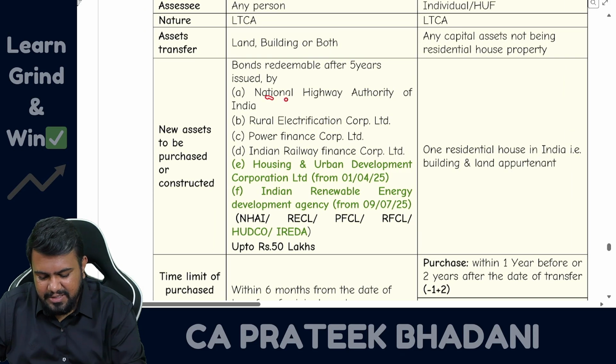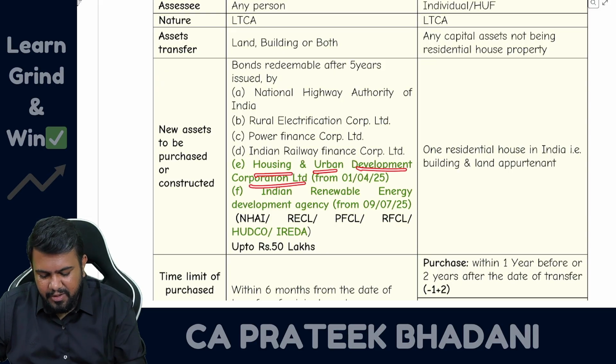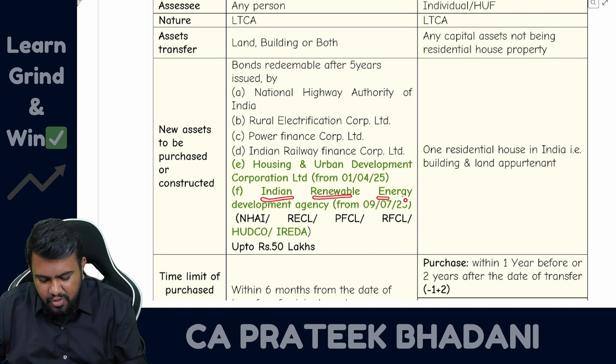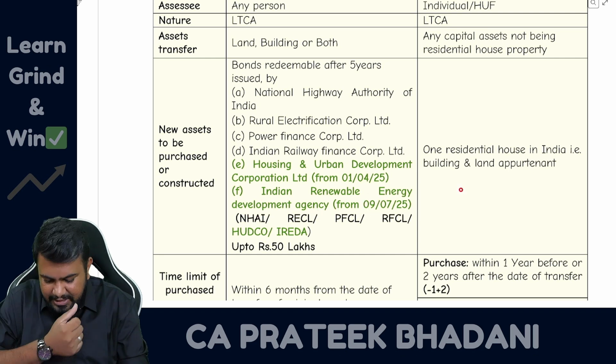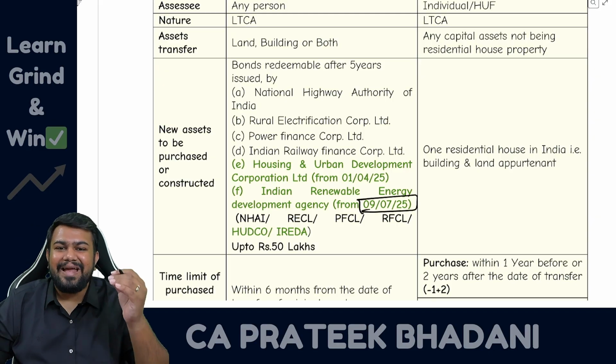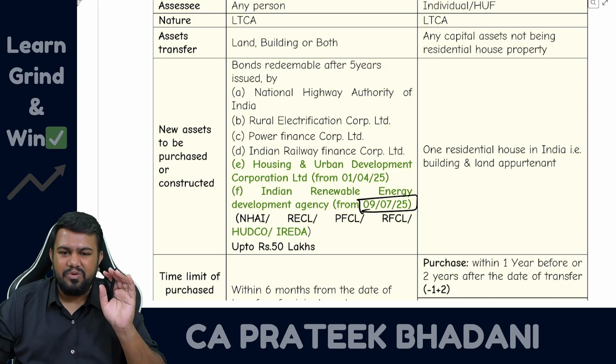NHAI means National Highway Authority of India, then Rural Electrification Corporation Limited, Power Finance Corporation Limited, Indian Railway Finance Corporation Limited, then Housing and Urban Development Corporation Limited from 1/4/2025, then Indian Renewable Energy Development Agency from 9/7/2025. So this date alone you have to remember. Only if you are investing on or after 9/7/2025 you will get the benefit. Before 9/7/2025 there is no benefit.